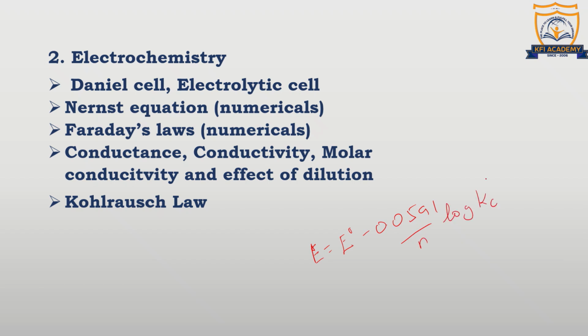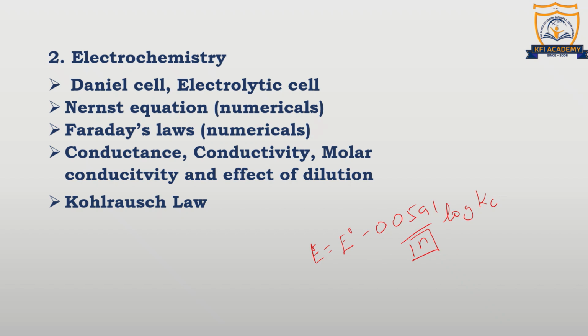Kc is nothing but the concentration of the products by the concentration of the reactants. And what is this n? n is nothing but the number of electrons transferred from one terminal to another terminal. And Faraday's first law: how much amount of the substance is deposited and the current required. On 1 mark questions we can expect this.